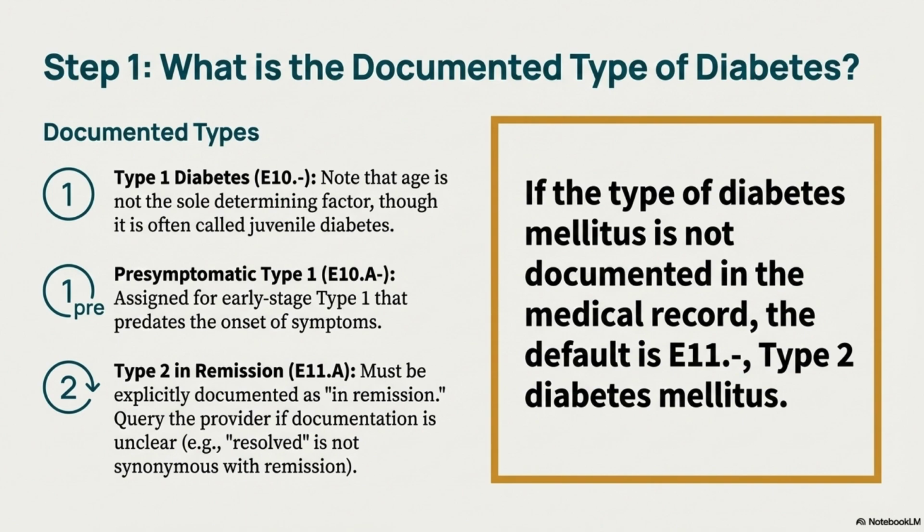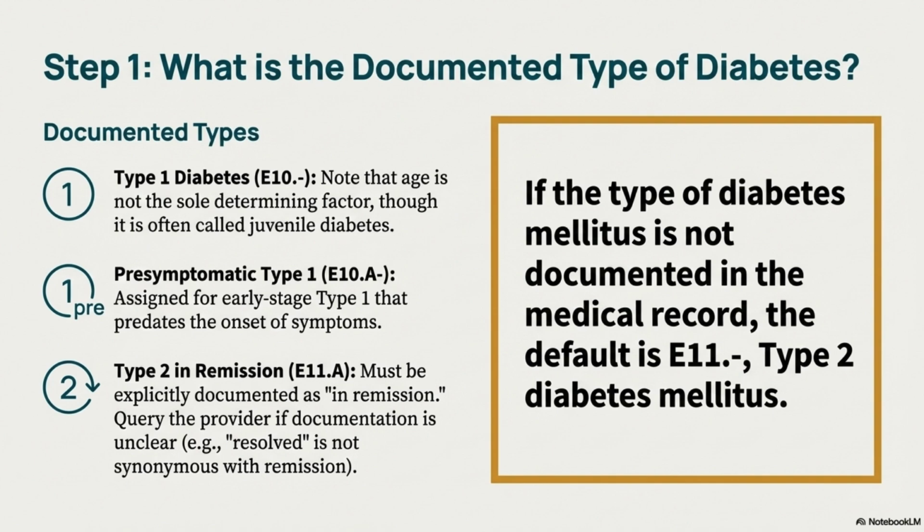Next, let's take a look at how we determine the type of diabetes. This part is simple but absolutely critical. The provider must document the type, and we code exactly what they say. No assumptions, no guessing. Here are the key points coders need to keep in mind. First, type 1 diabetes falls under category E10. And remember, even though type 1 is often associated with younger patients, age alone does not determine the type. We always follow the documentation.